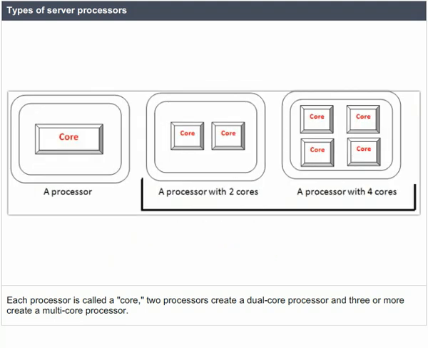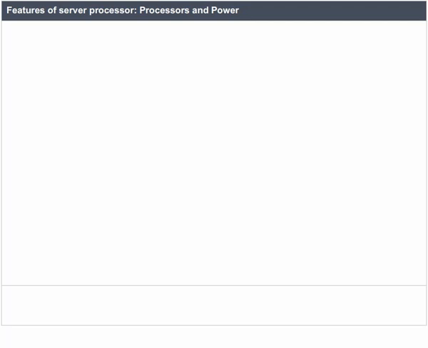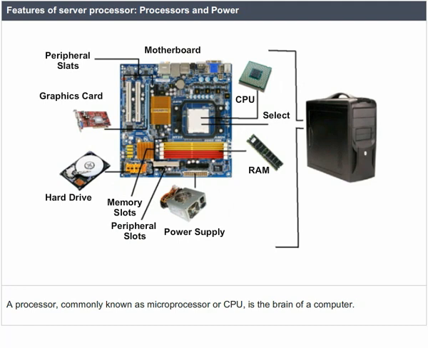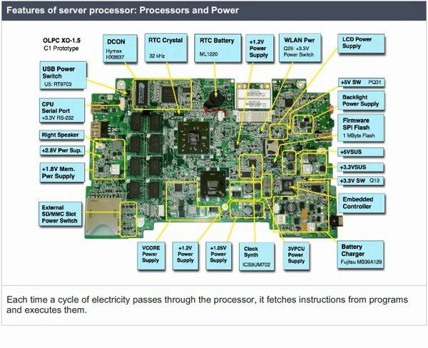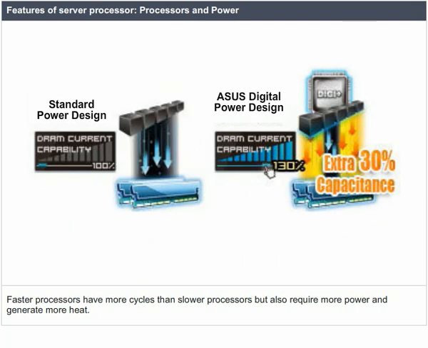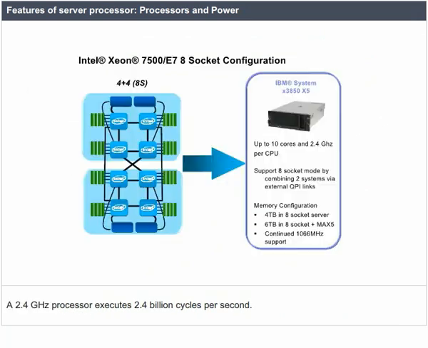Features of server processor: processors and power. A processor, commonly known as a microprocessor or CPU, is the brain of a computer. Each time a cycle of electricity passes through the processor, it fetches instructions from programs and executes them. Faster processors have more cycles than slower processors, but also require more power and generate more heat. A 2.4 GHz processor executes 2.4 billion cycles per second.